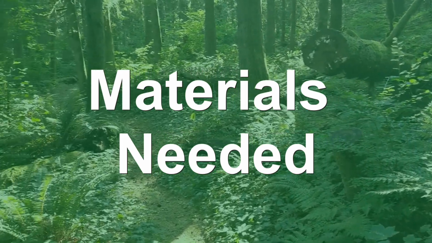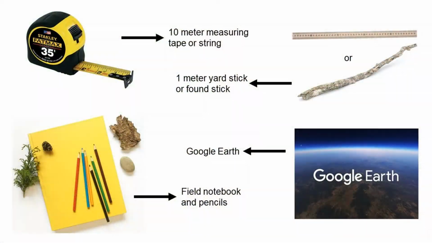Materials needed. You only need a few basic materials for this study. You will need a length of rope or string that measures approximately 10 meters in length, a meter stick or any stick that you find outside that is 1 meter in length. You'll need access to the online version of Google Earth in order to measure your forest patch area and isolation. And lastly, you'll need your field notebook and pencil.